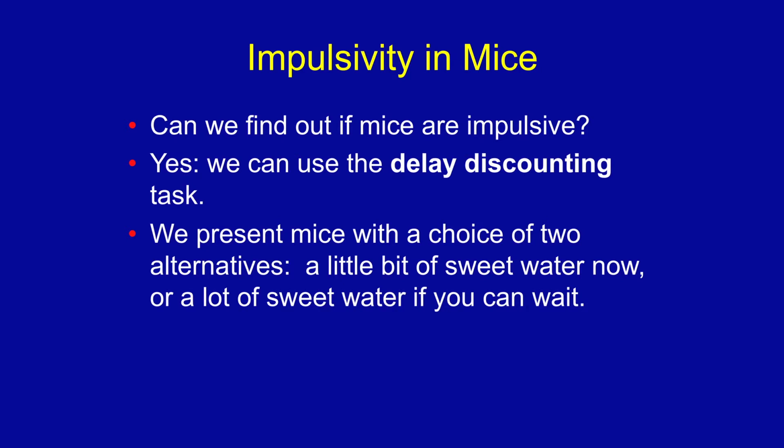So we can actually find out whether mice are impulsive, and we can ask whether the high-preferring and the low-preferring mice might differ in the level to which they're impulsive. So basically, we give them a choice of a little bit of sweet water right now, or a lot more if you're willing to wait, just like the thing with money, right?